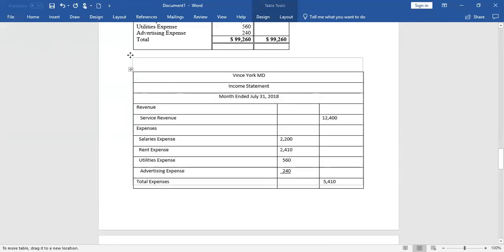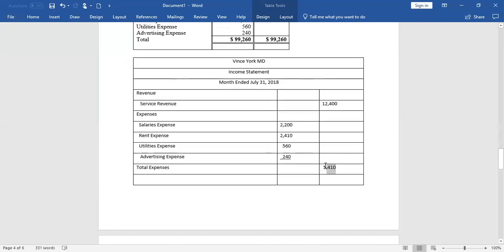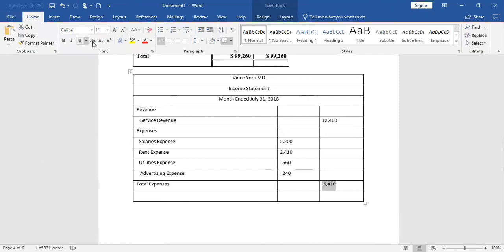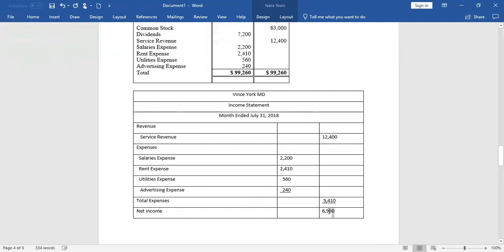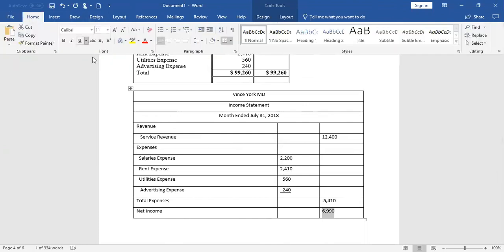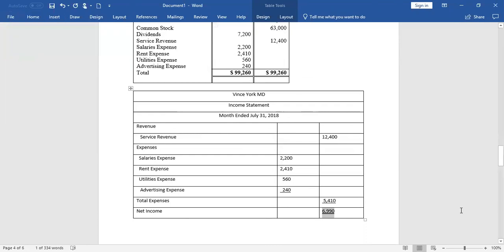Now, let's see if I can maneuver this a little bit. There we go. I'm going to put an underline underneath my total expenses, subtract my expenses from total revenue. So 12,400 minus 5,410. I have a positive 6,990, which we call net income. Don't forget, double underline your net income to indicate you're done with that financial statement, final amount for the month. So the company profit was $6,990 for the month of July.